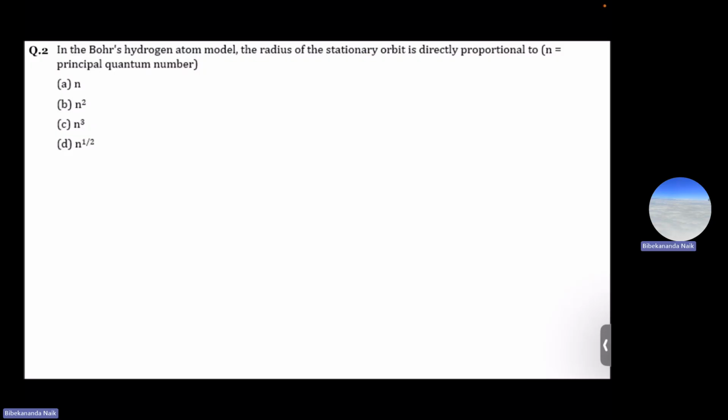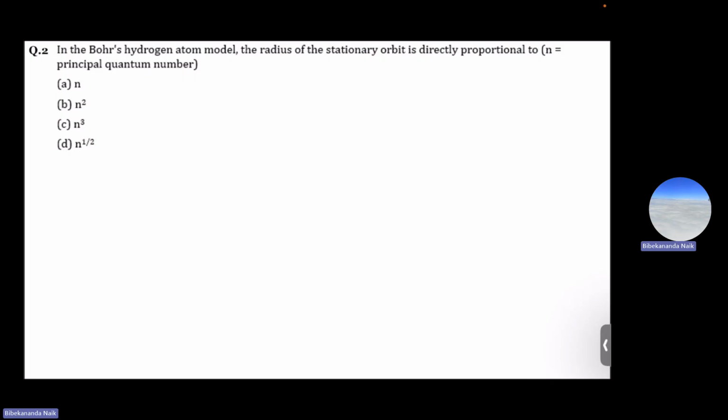Question number 2 is based on Bohr's model of hydrogen atom. It says, in the Bohr's hydrogen atom model, the radius of the stationary orbit is directly proportional to n, the principal quantum number, is directly proportional to n, or n square, or n cube, or n to the power half. So this question is based on Bohr's model of hydrogen atom.